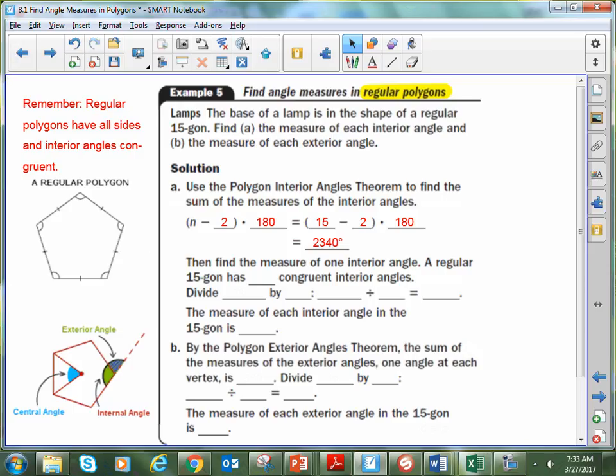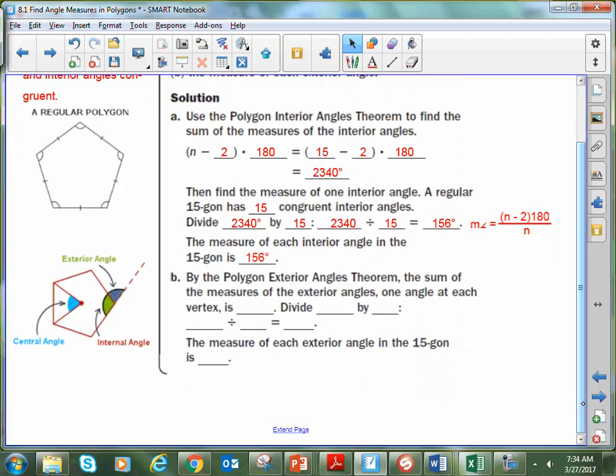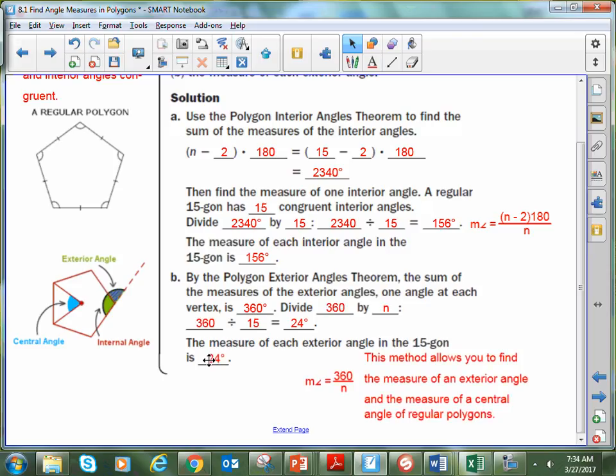Well, if each angle inside has to be the same, I can take the sum of that and divide it by however many angles there are. So in this case, 2340 divided by 15 gives me the measure of each interior angle, which is 156 degrees. Conversely, since the exterior angles have a sum of 360 for any polygon, I can take the 360 and divide that by 15 and find the measure of each exterior angle to be 24 degrees.